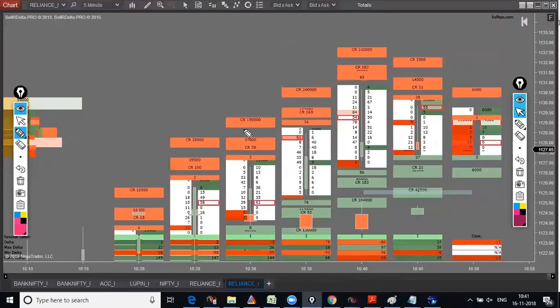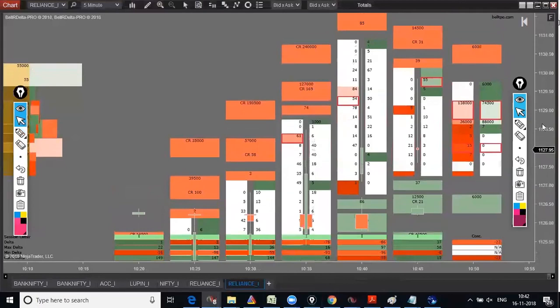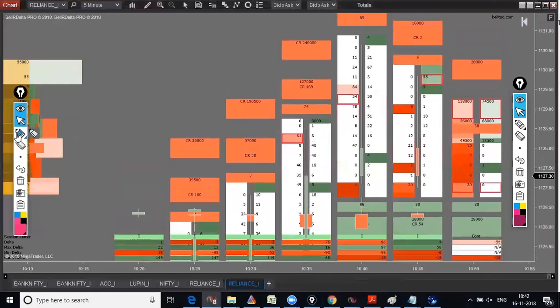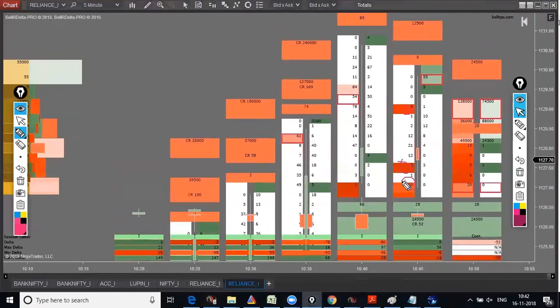The seller and selling activity was some big selling quantity at least here. You can see, as of now, the 5 minute bar still takes 3 minutes to complete, but I'm seeing a lot of selling, stacked selling here, stacked selling here, stacked selling here.